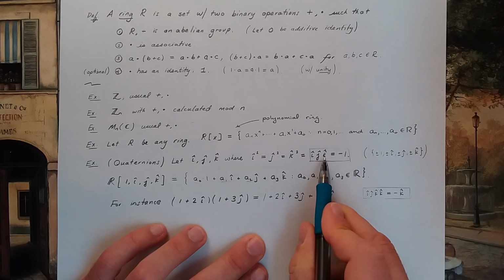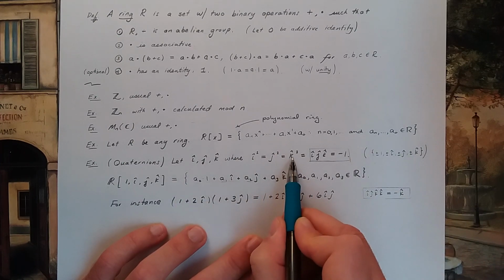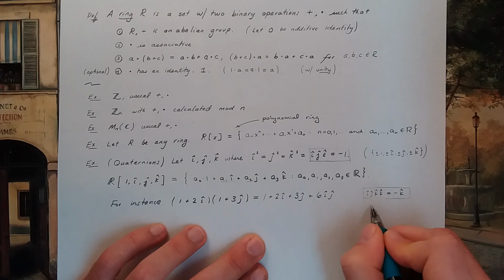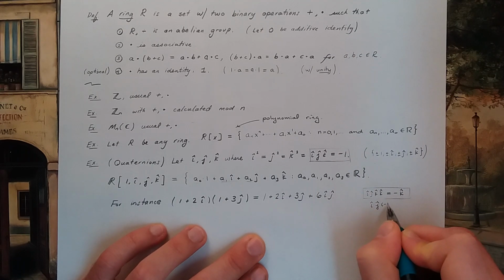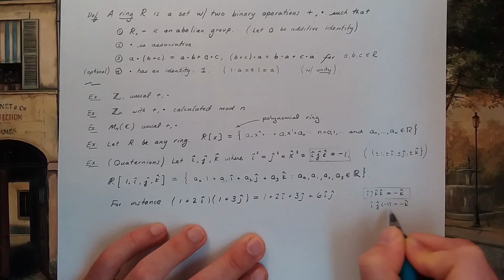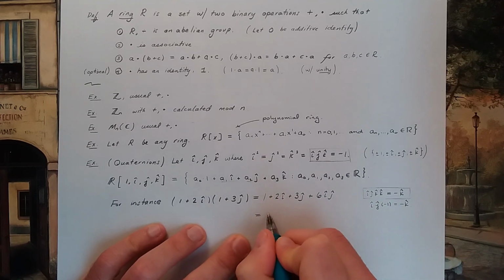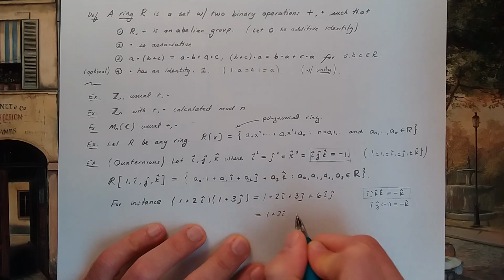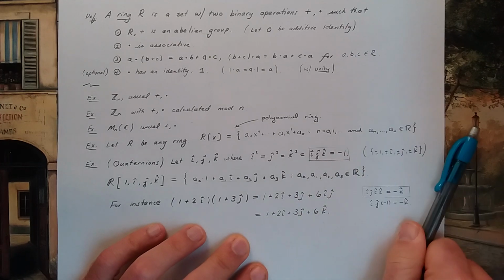So I multiplied by k on the right. But this condition says k squared is negative 1. So that says ij times negative 1 is negative k hat. So I can multiply by negative 1 and I could find ij is k. So in the end I get 1 plus 2i hat plus 3j hat plus 6k hat.